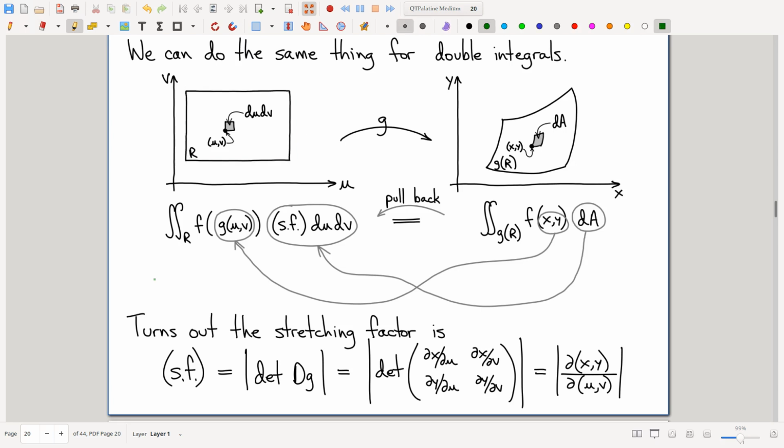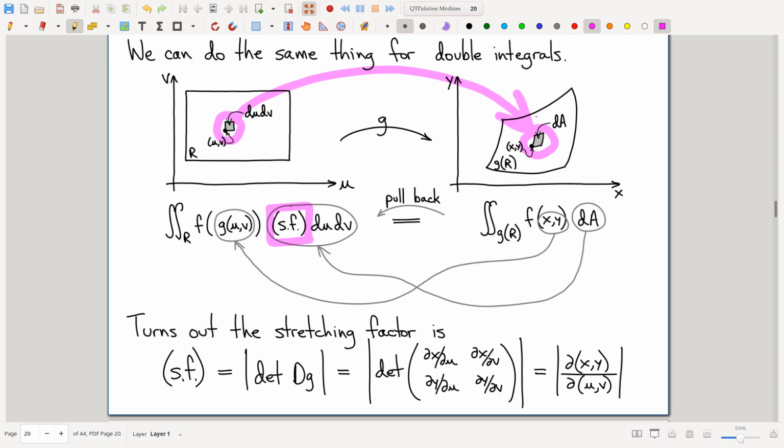Okay, so we talked about the stretching factor. The big idea of the stretching factor is that little pieces of area on the left have images that are little pieces of area on the right, but they're not the same size. Why would they be? This change of variables function g stretches things out and turns things around and contorts and distorts. We have no reason to think they should be the same size.